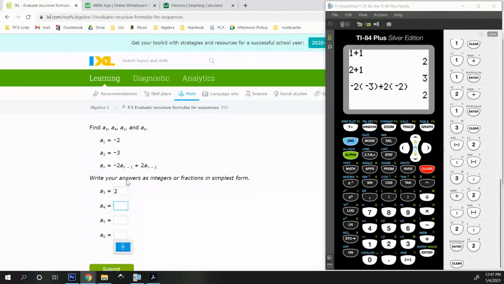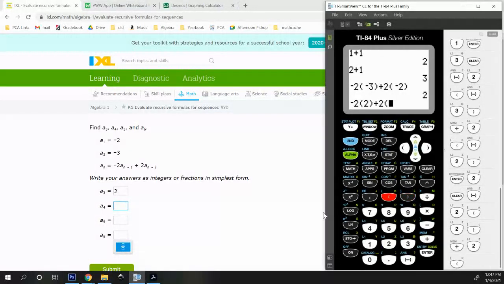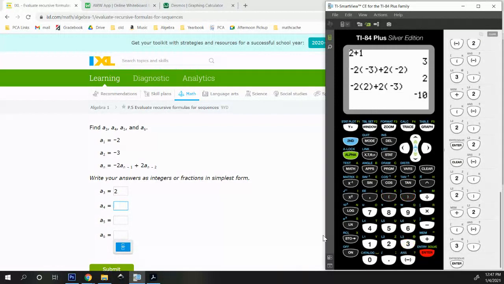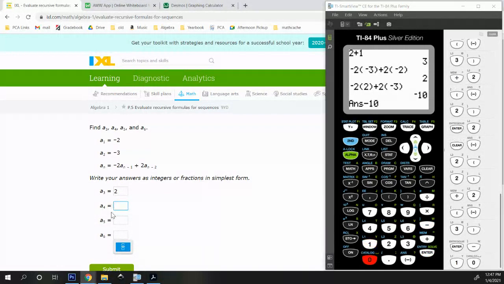All right, so the fourth one, we're going to do negative 2 times the term before it, which was a 2, plus 2 times the 2 terms before it, which is negative 3. And that's negative 10.